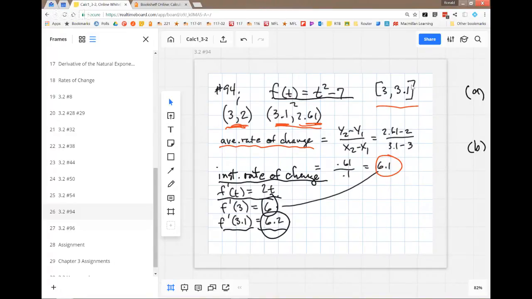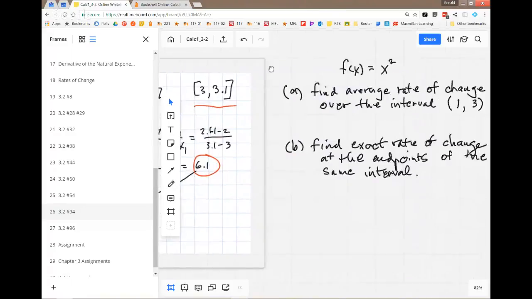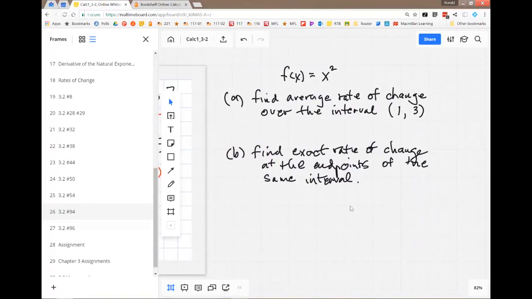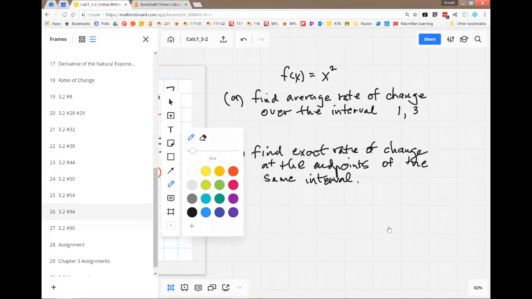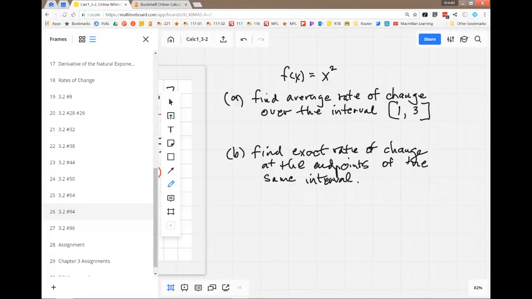So let's take a look at this other problem that I prepared. Again, it's the same kind of thing. I give you a function, f of x equals x squared. And part A, find the average rate of change over the interval from 1 to 3. You know, I should have really, let me make that a closed interval. So I'm going to change those brackets, because then it includes the endpoints. It's a little bit clearer. So find the average rate of change over the interval from 1 to 3.